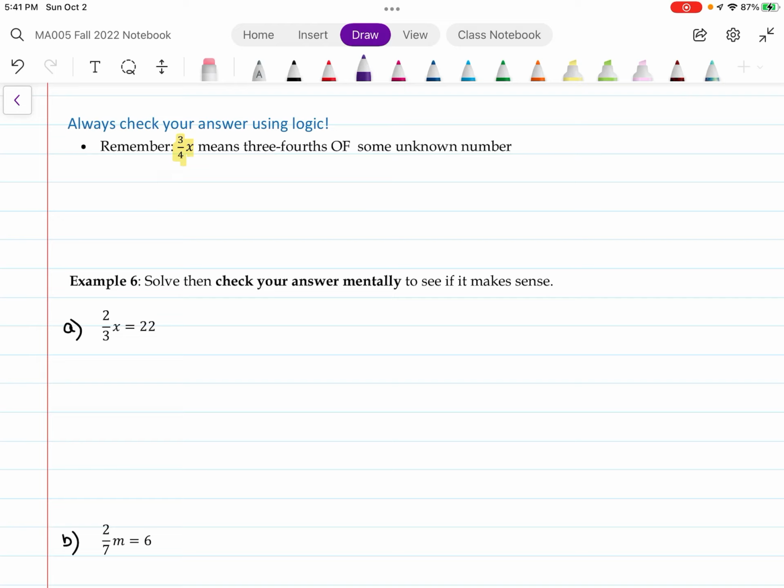All right, I'm going to rewrite these. So I've got 2/3 times x, 2/3 of x equals 22. Now, how are we going to get rid of that 2/3?